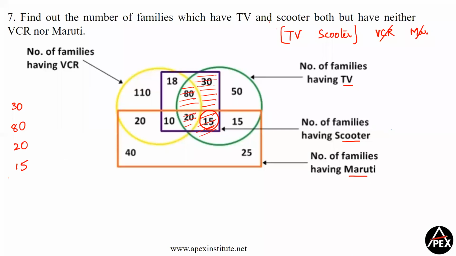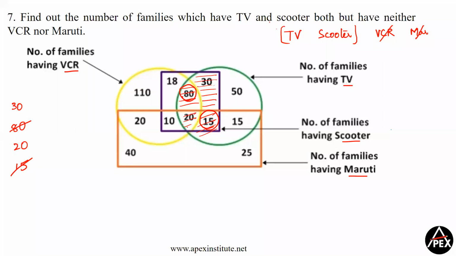No. Okay. So this can be eliminated. Now coming to these 80 families. These 80 families have TV, scooter, and VCR, isn't it? So should we consider these 80? No, because they should not have VCR and they should have Maruti, isn't it?